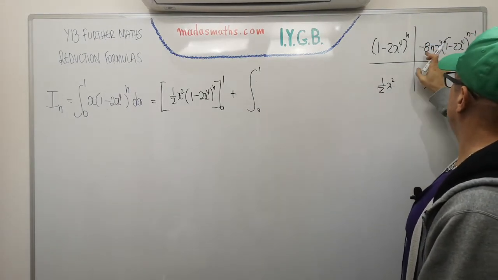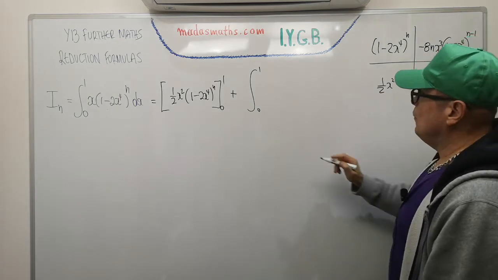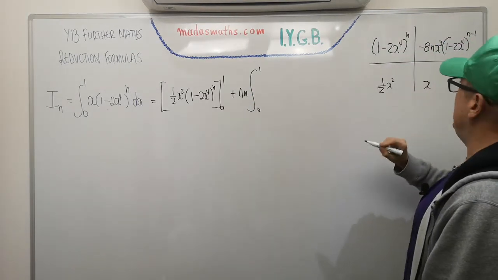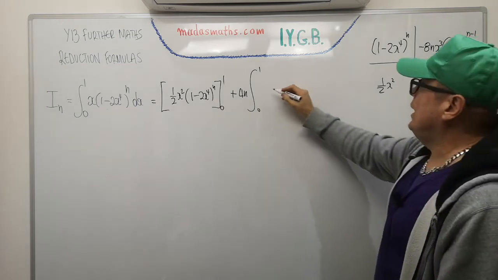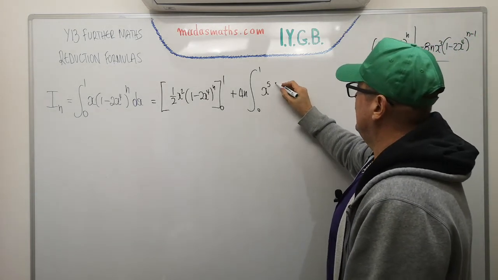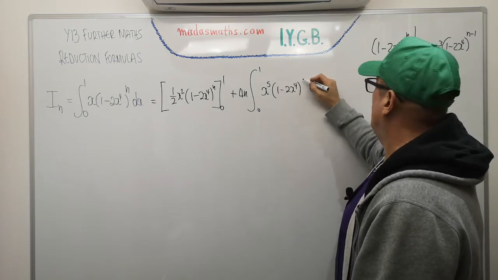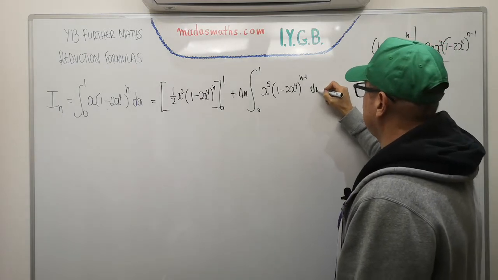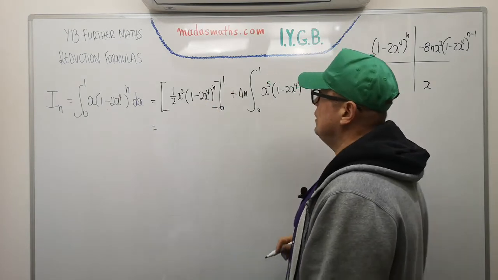I'm going to have half of 8, which is a 4, and the n is also a constant, so we're going to put it at the front, 4n in front of this integral, and inside the integral I'm going to have an x to the 5, bracket 1 minus 2x to the power of 4, all to the power of n minus 1, dx. And of course, this will be evaluated. The limits are very nice.